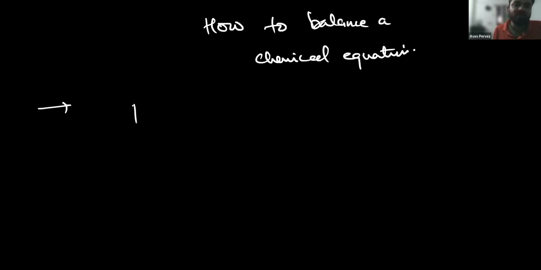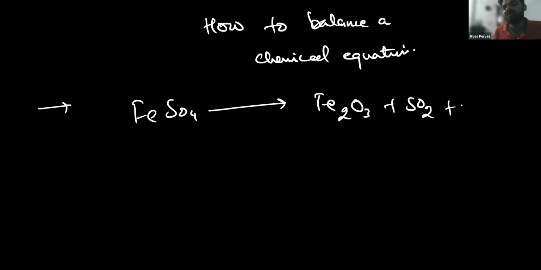For example, if I'm having FeSO4, when heated, it gives you Fe2O3 plus sulfur dioxide plus sulfur trioxide. So which element will you balance first in this one? I'm talking about element. Either iron, sulfur, oxygen. Which one will you balance first? Iron, because iron is least repeating. It is only one time repeating. Sulfur is repeating 2 times and oxygen is repeating 3 times. So the least repeating element is iron, so we'll balance iron first. Understood?